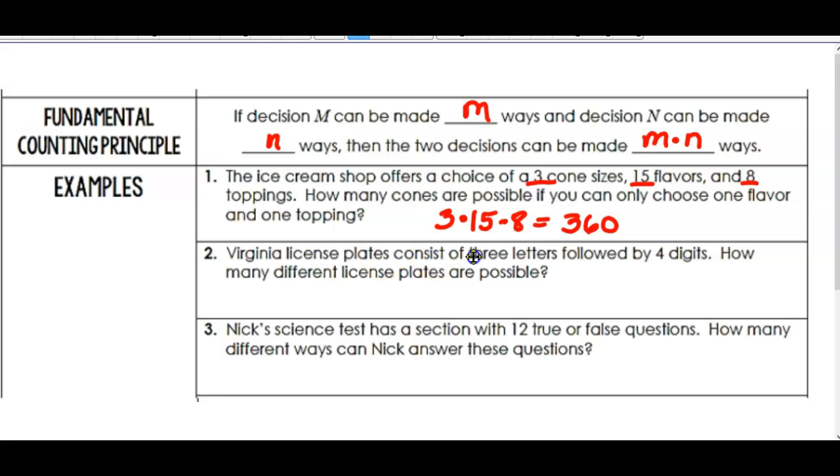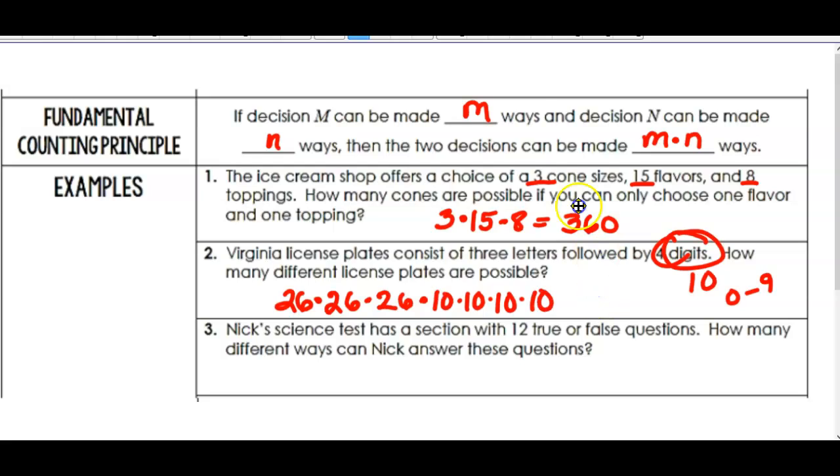Virginia license plates consist of 3 letters. Okay, there's 26 letters in our alphabet. Now, it doesn't say they can't be repeated, so we're just going to do 26 times 26 times 26, followed by 4 digits. Now this confuses students sometimes. There are actually 10 digits in our number system. We have 0 through 9. That's a total of 10 different digits. So we have 10 times 10 times 10 times 10.